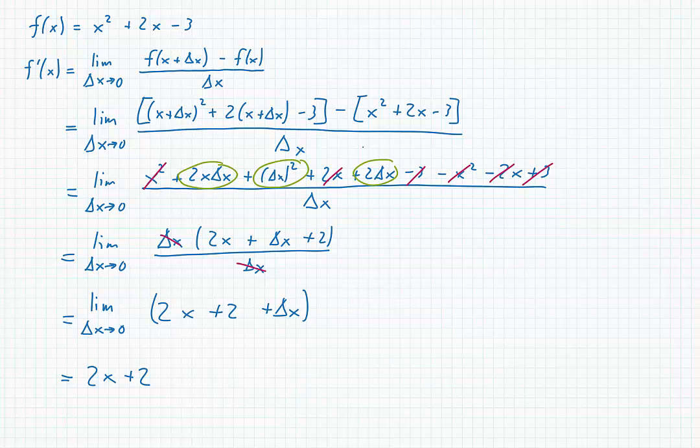And given any x value at any point on the original function, f of x is equal to x squared plus 2x minus 3, we plug that x value into 2x plus 2, and we immediately have the slope of the tangent line at whatever point that we're interested in. So for example, if we took an x value of 1, then our f of 1 value would be 1 squared plus 2 times 1, or 3, minus 3 would be 0. And f prime of 1 would be 2 times 1 plus 2, or 4. So at the point 1 comma 0, the slope of the tangent line is 4.